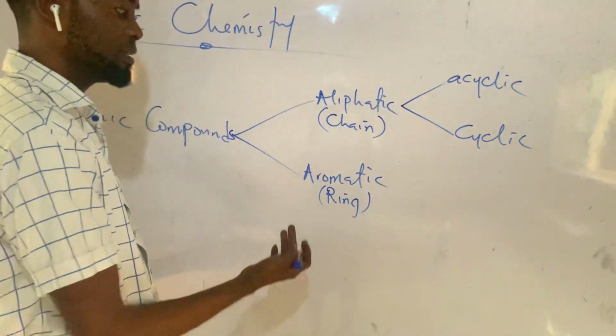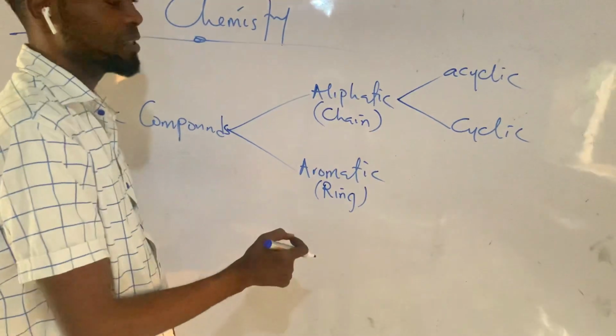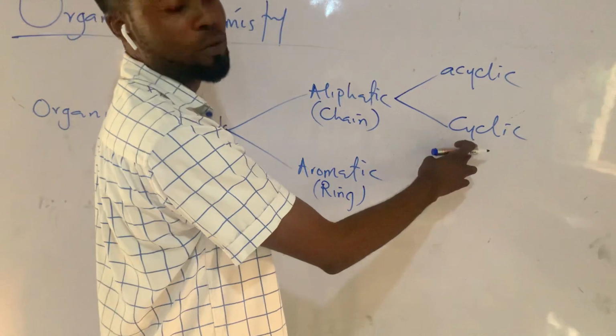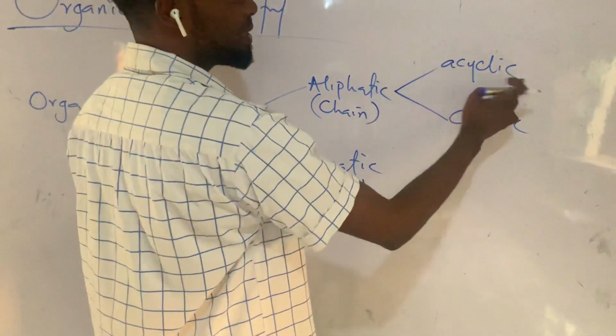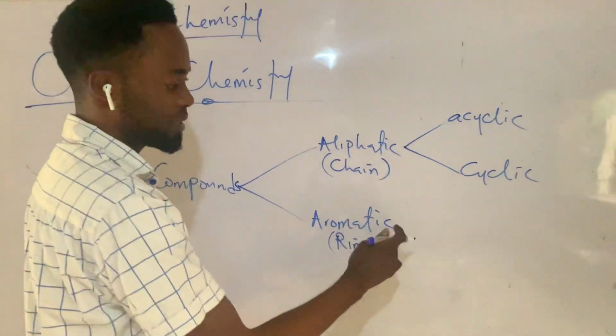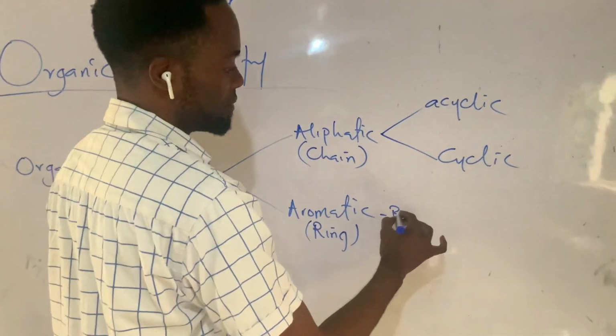So like I was saying, you have the ring and you have the chain. A closed chain is cyclic because it forms a cycle. Then an open chain is acyclic. Then we have the aromatic, which are the ring. Example here is benzene.